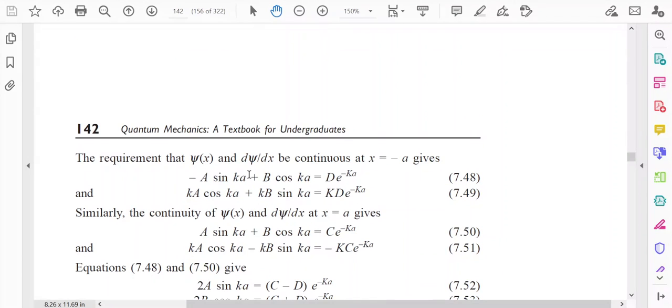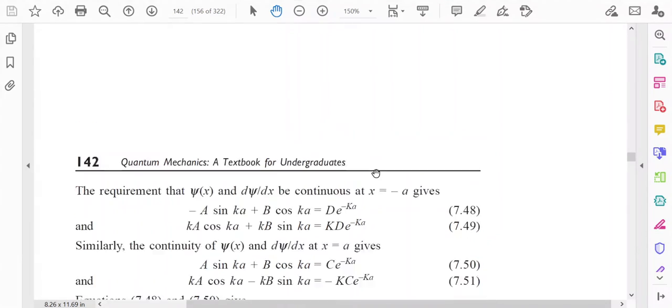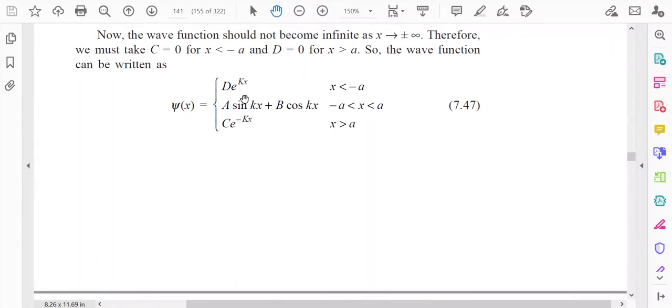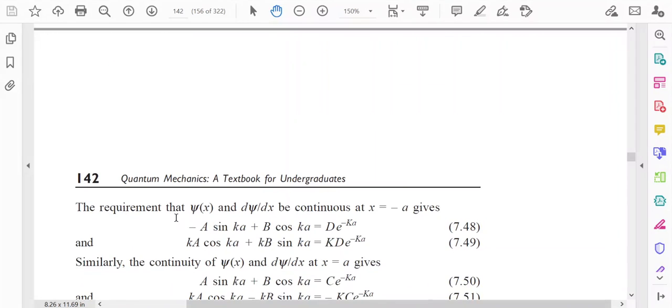The requirement is that psi x and d psi by dx be continuous at x equal to minus a. We know the condition of the wave function: it should be continuous at a particular point. So from the continuity of the wave function and of d psi by dx at x equal to minus a, what can we get? For x less than minus a, the value of psi x is D e to the power Kx, and for x just greater than minus a, the value of psi x is A sin kx plus B cos kx. We have to consider these two values for applying the boundary condition, that psi x and d psi by dx should be continuous at x equal to minus a.